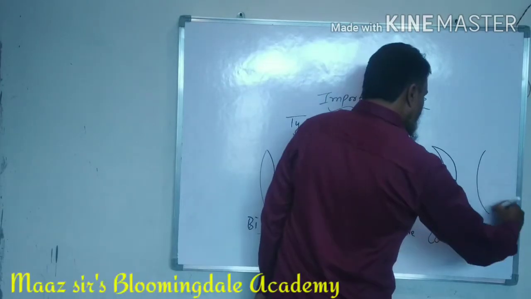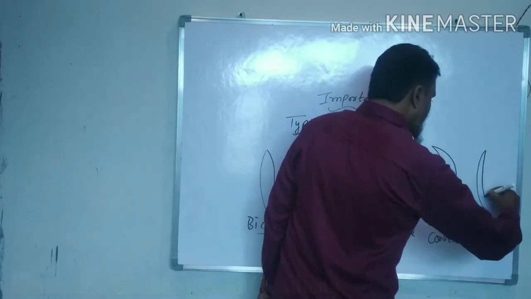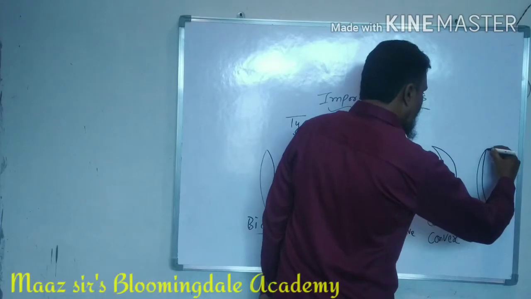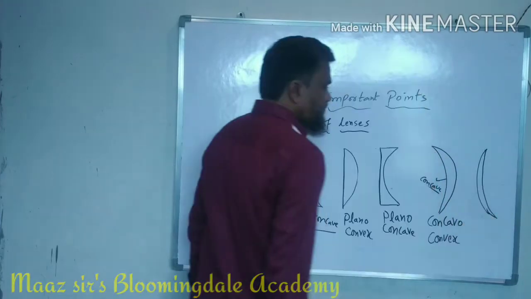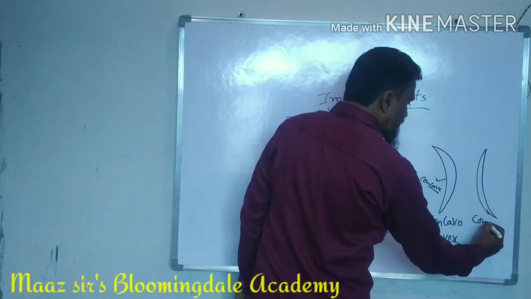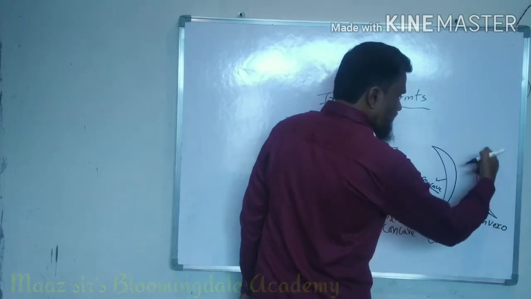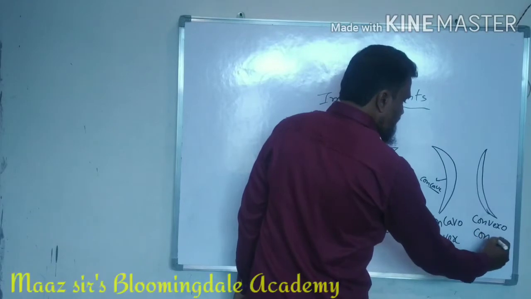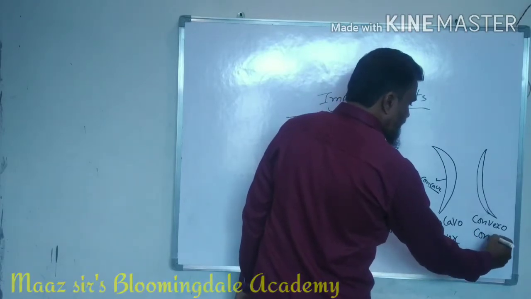Now, can you say which type of lens this is? What is the name? Which type of lens is it? It is convexo concave.